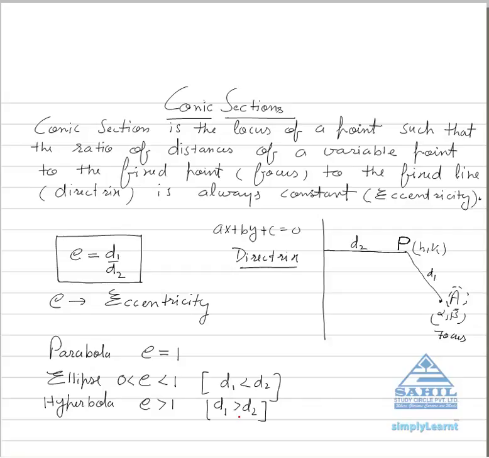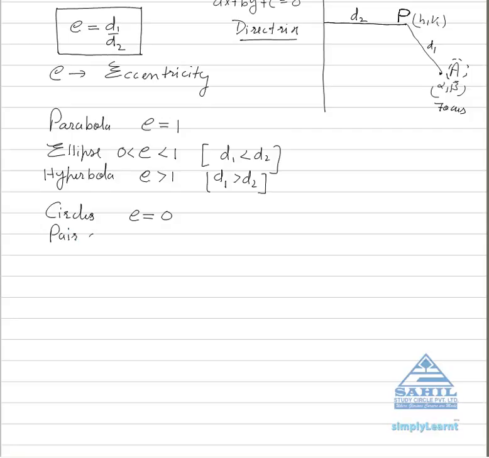For the circle, e must be equal to 0, and for a pair of straight lines, e must be equal to infinity. So this is the basic concept of the conic section.